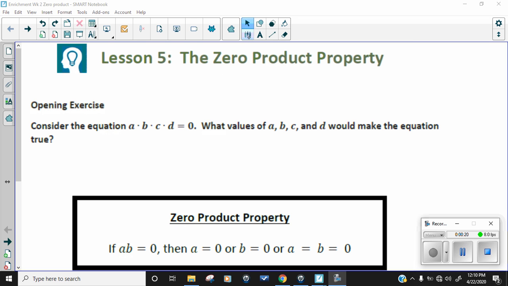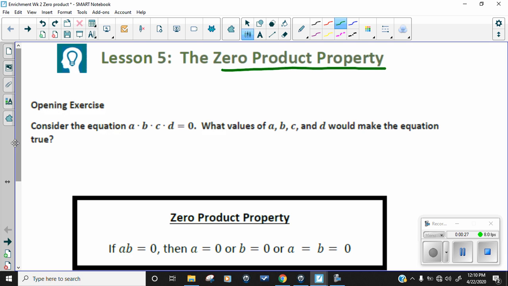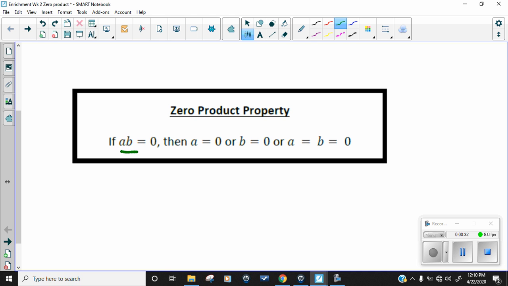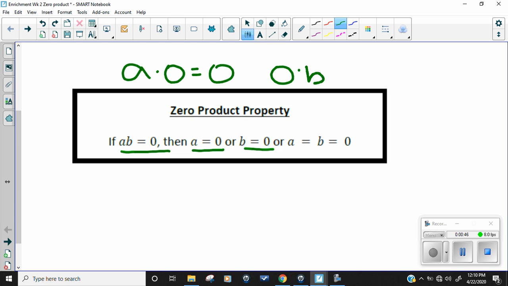So zero product property. This is something we use to solve. We've been factoring, now we're going to solve. Product means multiplication. So if you multiply two things and you get 0, that means either the first thing is 0 or the second thing is 0, because a times 0 is 0. 0 times b is 0. 0 times anything is 0. And we use this to solve quadratics in factored form.